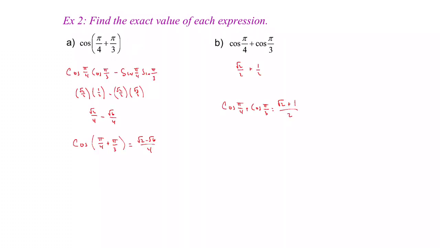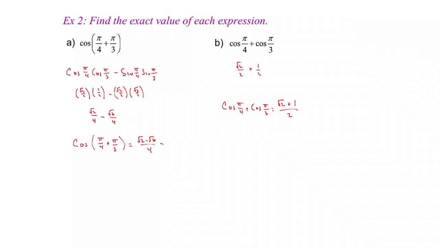So I went ahead and worked them out. The first one has to be done using the sum formula for cosine. I got square root of 2 minus square root of 6 over 4. And on the second one, I got square root of 2 plus 1 over 2. Definitely doesn't seem like they are the same value, even though they look different. Sometimes we have things that look different, but their values are the same.